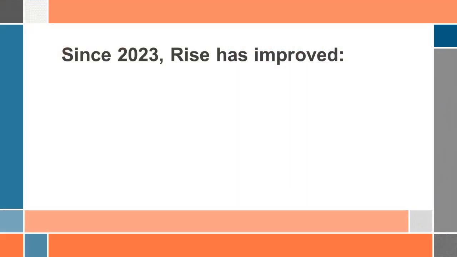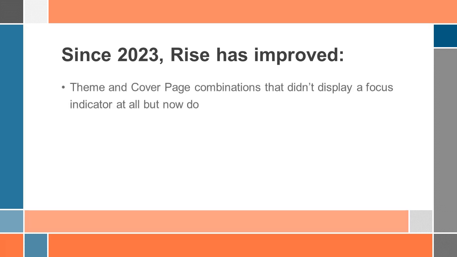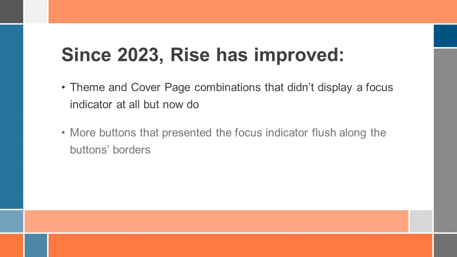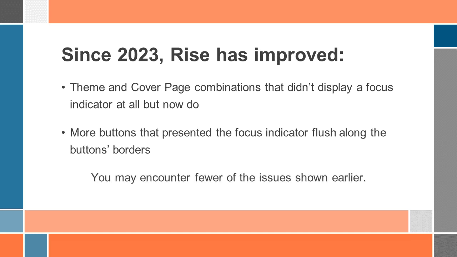Now, I should note, since I began experimenting with this CSS in 2023, improvements have been pushed out to Rise addressing some of these concerns. For instance, there were theme and cover page combinations that didn't display a focus indicator at all, but now do, and there were more buttons that presented the focus indicator flush along the button's borders. So, by the time you come to this video, you may encounter fewer of the issues shown earlier, which would be great and mean fewer CSS adjustments are needed.